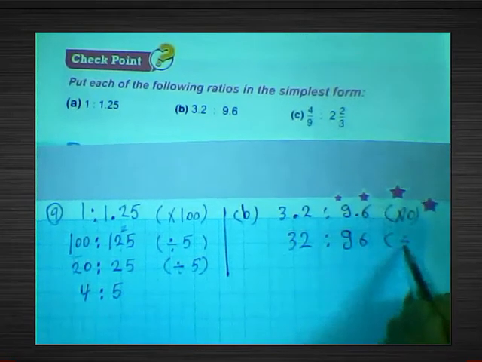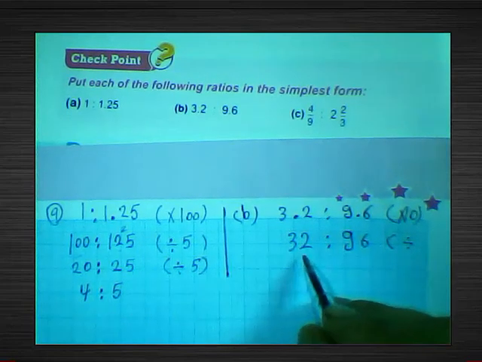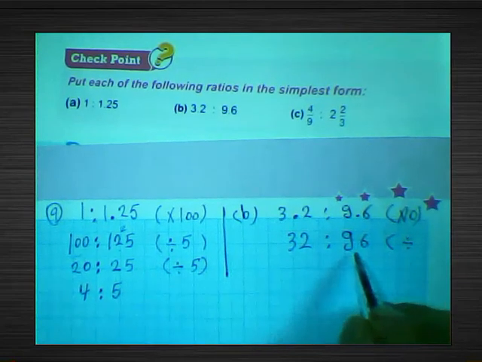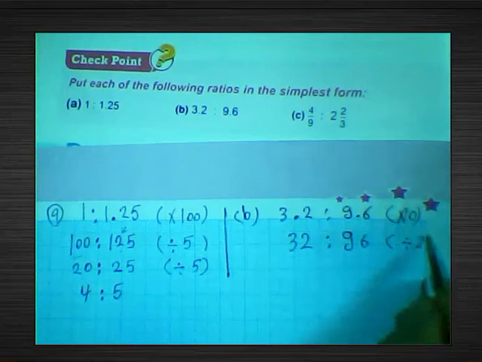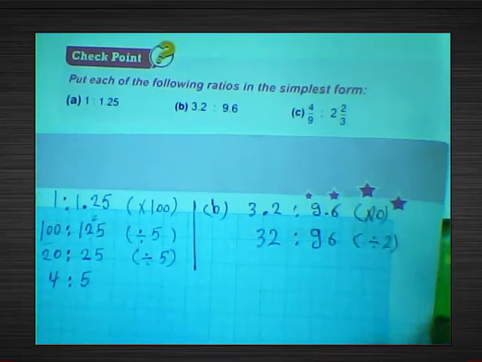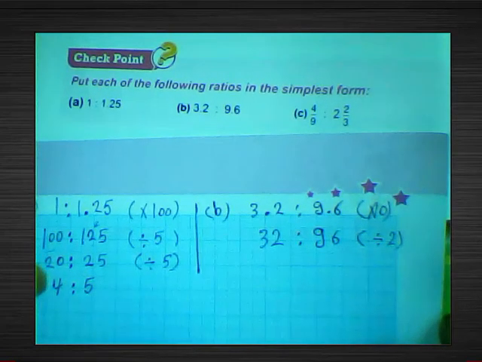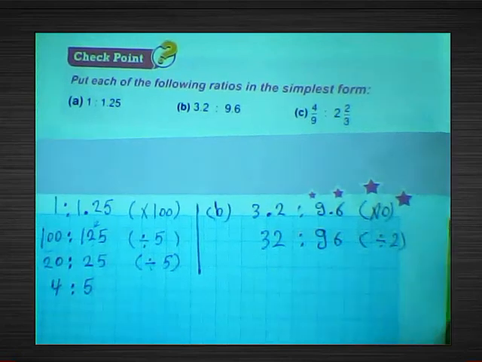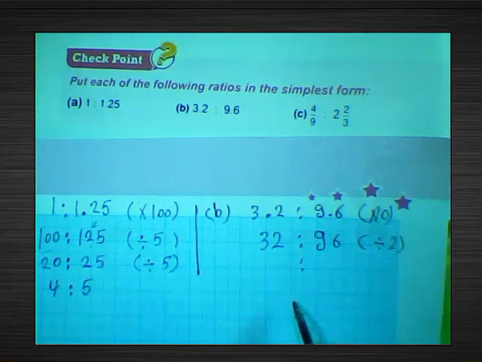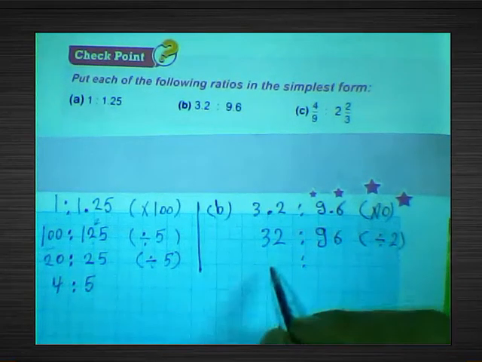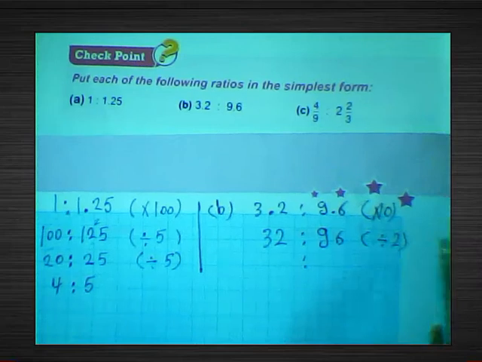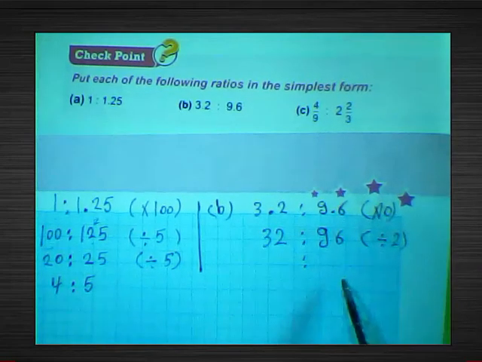So we can divide it by what? 32 and 96. 32 is an even number and 96 is an even number. So you must divide it by 2. It's okay. Another one can tell me I can divide it by 4. It's true. Do it. If you know this knowledge, you can divide it by 4 as you like. If you know this information about 32 and 96, you can divide it by 4 and find the result. It's easy. And you can divide it by 2.